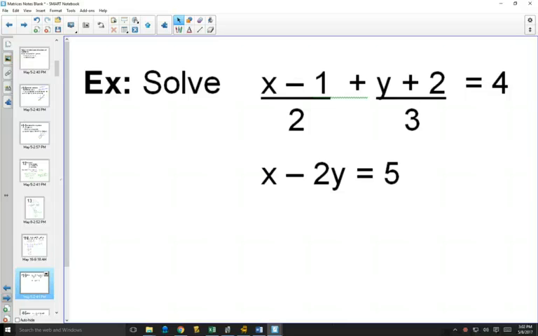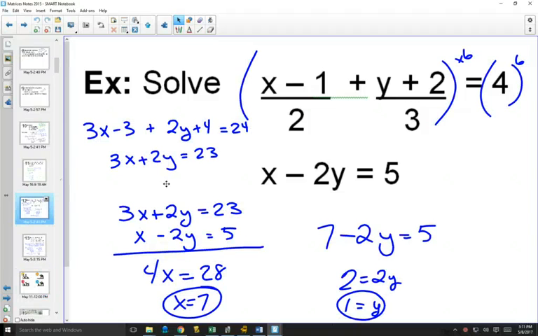Here's one for you to solve. Let's say you play around with this one and use elimination. So I took equation 1 and I multiplied by 6 to get rid of the fractions. 6 is the lowest common multiple between 2 and 3. So that would leave me with 3, after the 6, 3 times x minus 1, or 3x minus 3. 2 times y plus 2, or 2y plus 4, equals 24. Rearranging like terms gave me 3x plus 2y equals 23.